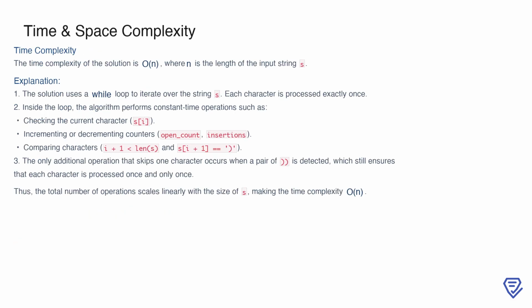The time complexity of this solution is O(n), where n is the length of the input string. This is because the algorithm processes each character of the string exactly once using a while loop. Inside this loop, the operations performed are all constant time. These include checking the current character, updating counters such as open_count and insertions, and performing comparisons like whether the next character exists or matches a closing parenthesis.